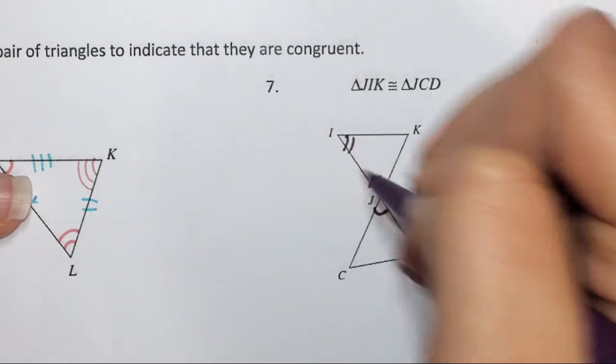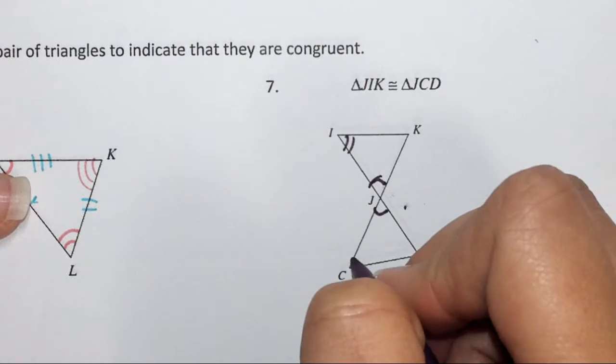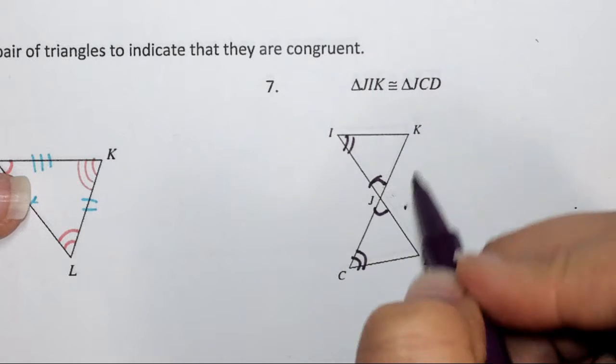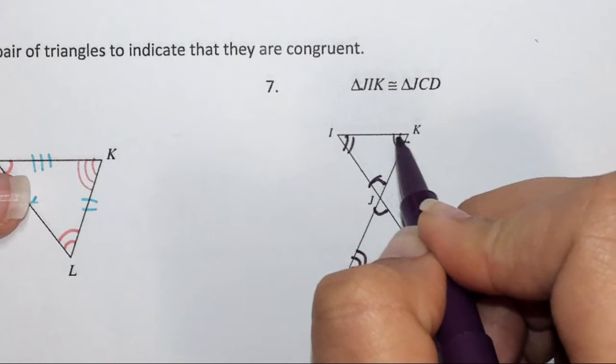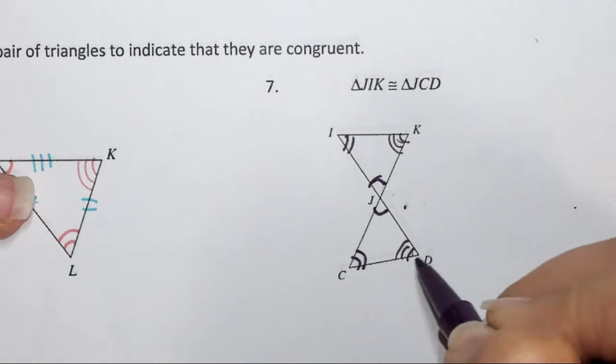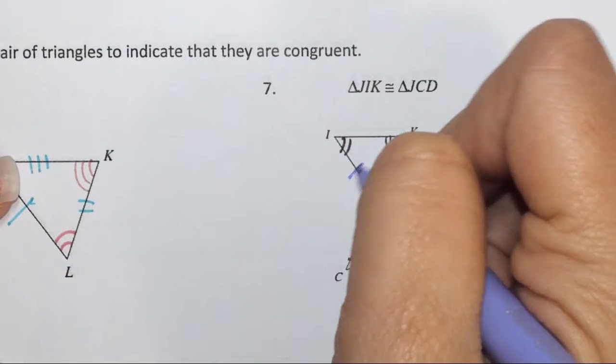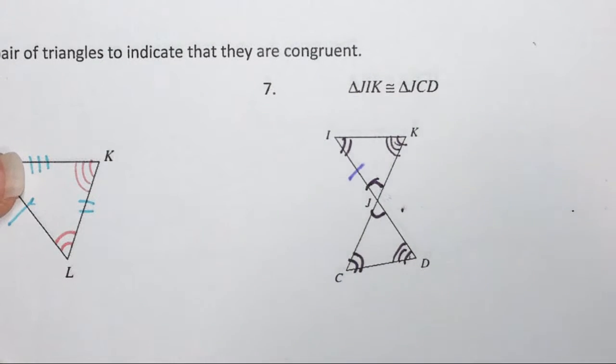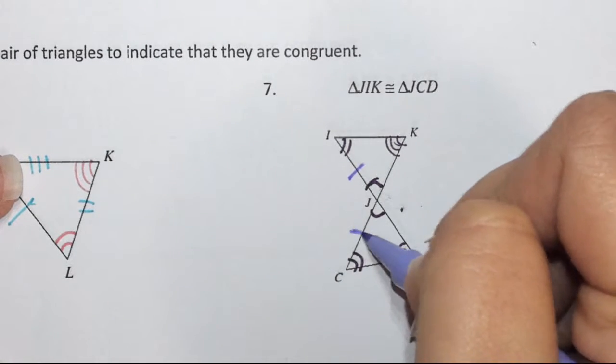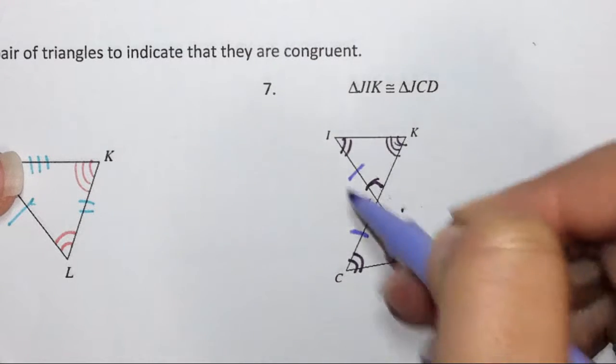What is I congruent to? And what is K congruent to? Alright, so what about IJ? IJ is congruent to, or CJ, depending on how we name it.